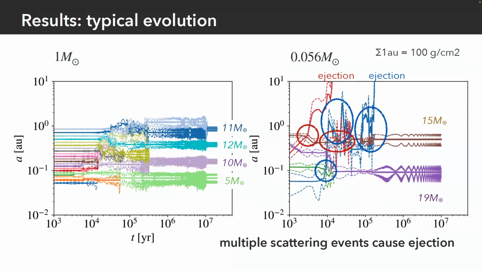If you look at this red planet's evolution, it is scattered here and then ejected. The blue one also experiences multiple scatterings. This kind of evolution can be seen in the slides of previous speakers, so multiple scattering events are important for ejection.